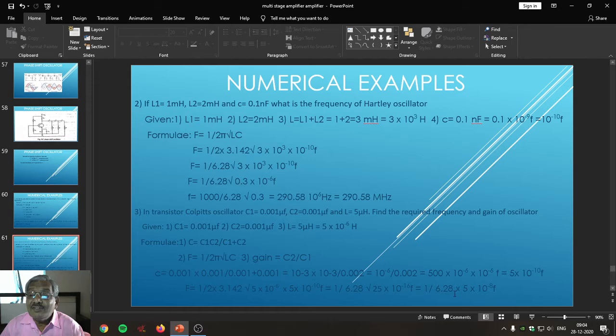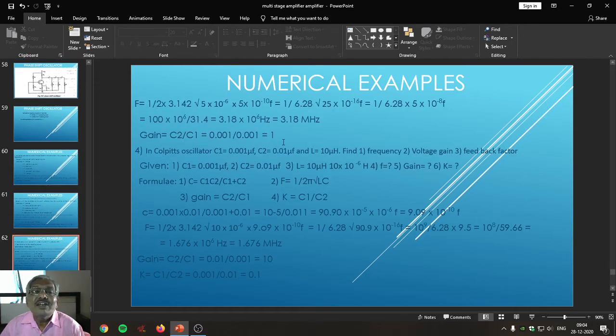So multiply 5 with 6.28 so as to get 31.4. That is 100 into 10 to 6 upon 31.4, so that is 3.18 into 10 to 6, that is 3.18 megahertz. Now gain, as usual, we have C2 upon C1, both are equal, so that's why gain comes to be 1.